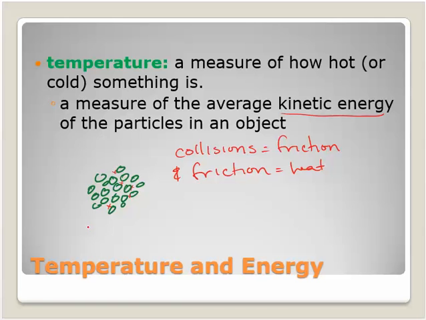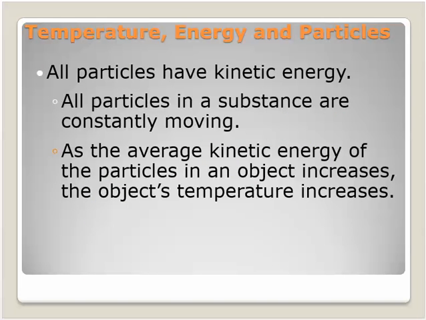As they were to lose kinetic energy, there'd be less collisions, less friction, less heat, and the temperature would go down. And that's essentially what this slide right here says. All particles have kinetic energy. They're all constantly moving. As they have more kinetic energy, they're moving more, which means there's more collisions, more friction, more heat, and vice versa.